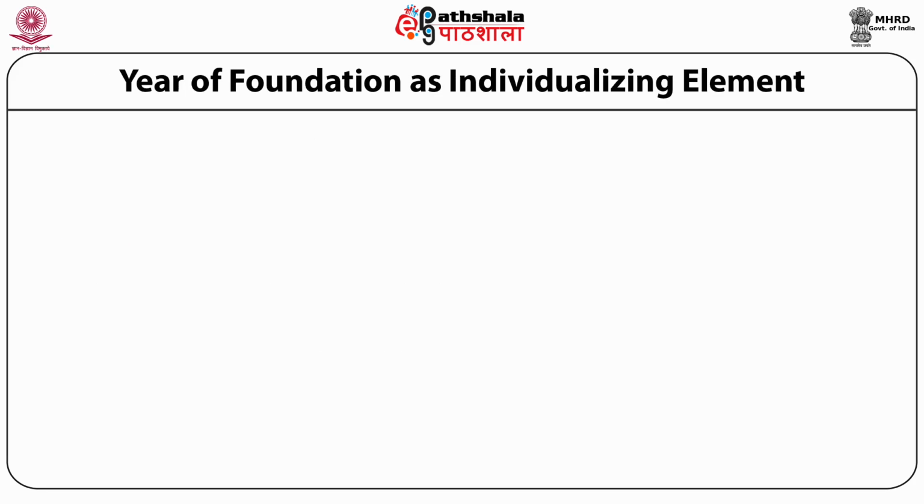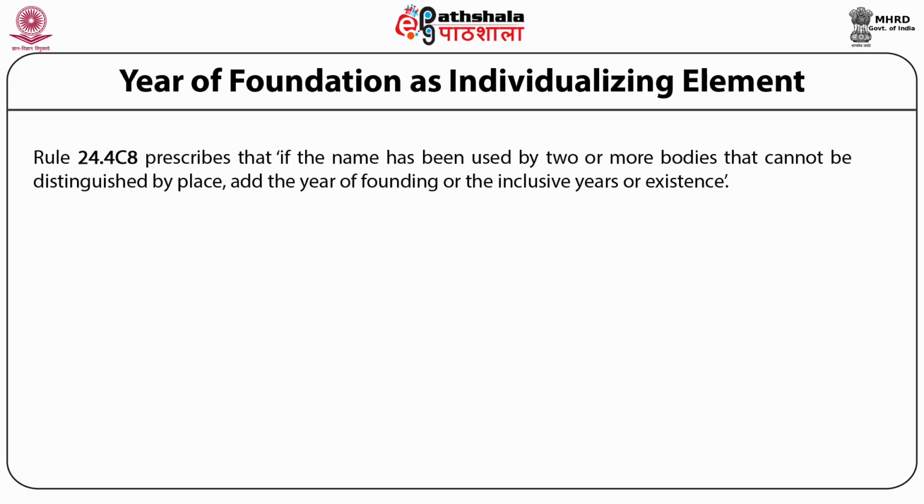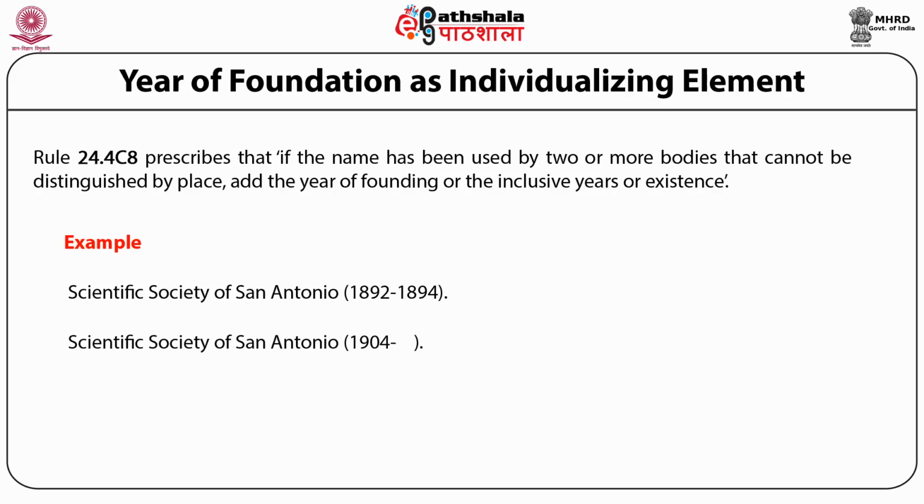Year of foundation as individualizing element. AACR rule number 24.4C8 prescribes that if the name has been used by two or more bodies that cannot be distinguished by place, add the year of founding or the inclusive years of existence. For example, Scientific Society of San Antonio (1892-1894). Scientific Society of San Antonio (1904-).